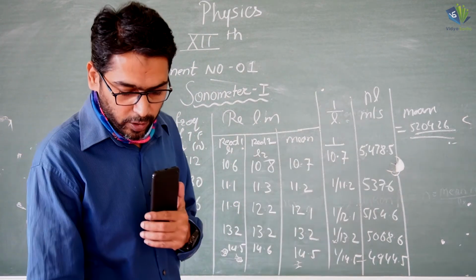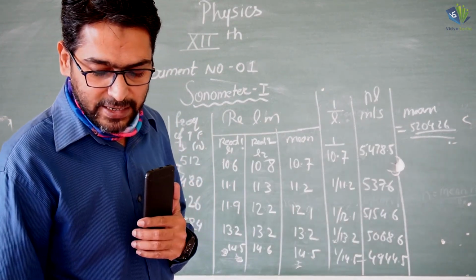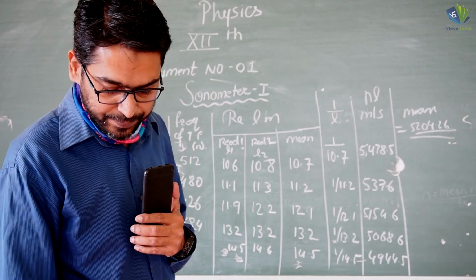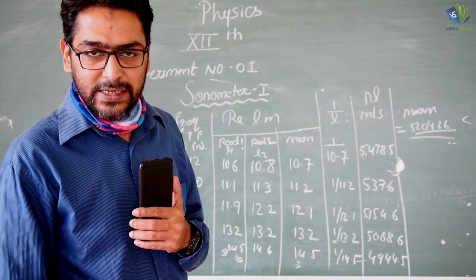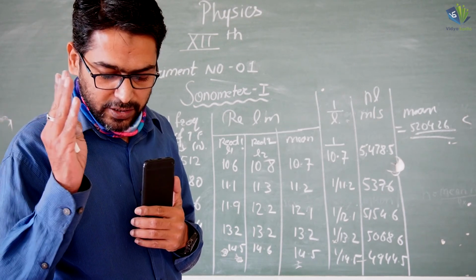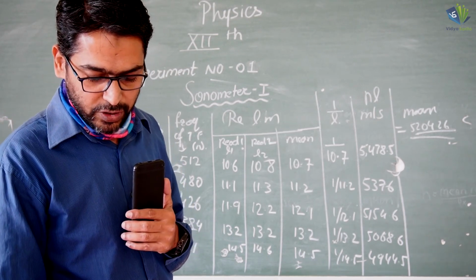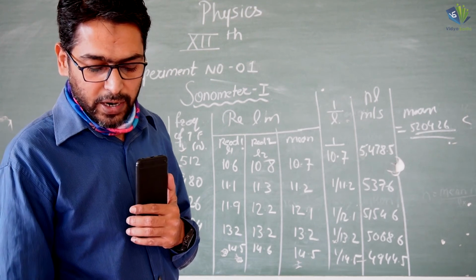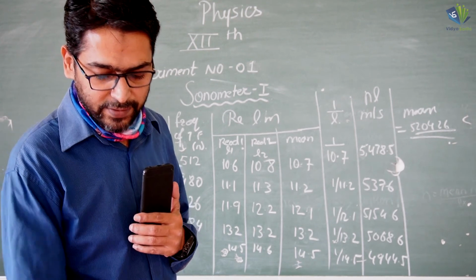So you need to plot the graph on the x-axis and y-axis. On the x-axis you will take the frequency, like 40, 80, 120, 160, 240, and on the y-axis you will take the length, 1, 2, 3, 4, 5, 6, 7, 8, 9, 10.